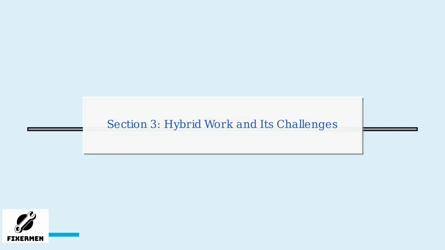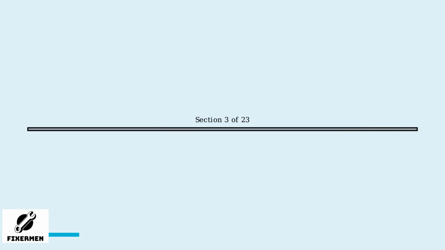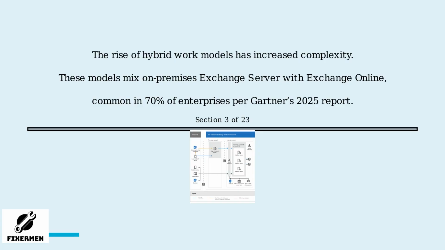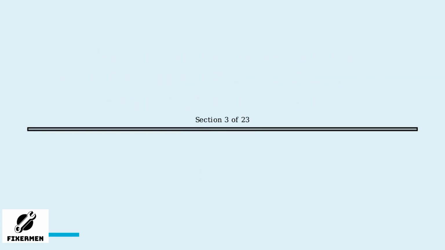Hybrid work models combine on-premises Exchange Server with Exchange Online, creating new challenges for connectivity. The rise of hybrid work models has increased complexity. These models mix on-premises Exchange Server with Exchange Online, common in 70% of enterprises, per Gartner's 2025 report. This diagram shows a typical on-premises Exchange 2016 environment with mail flow and client connections.